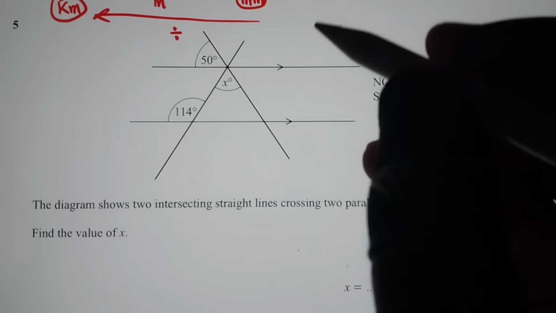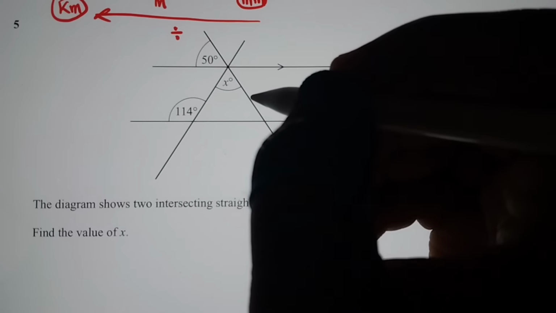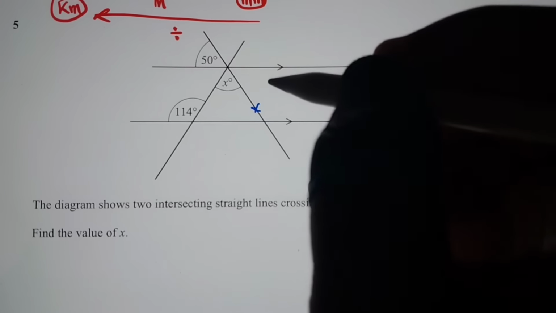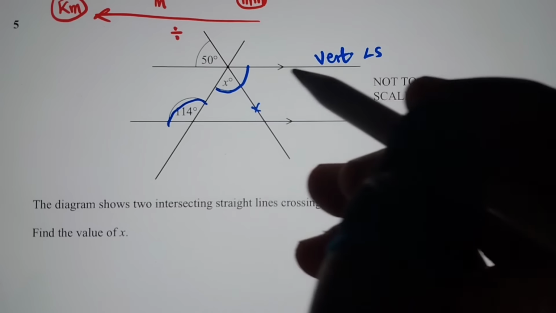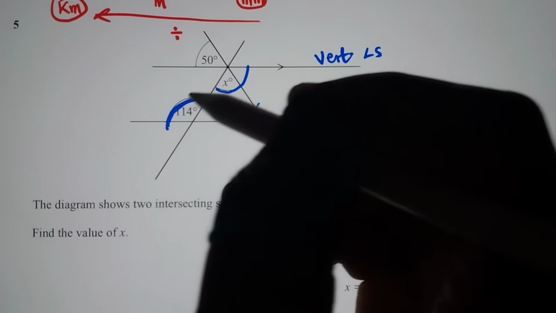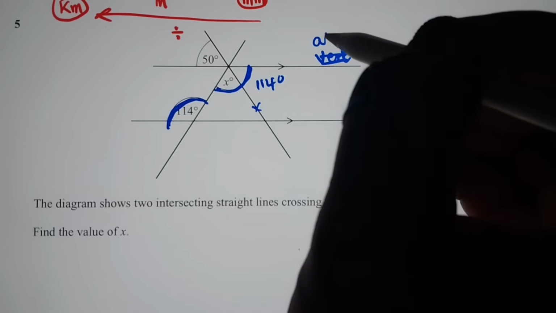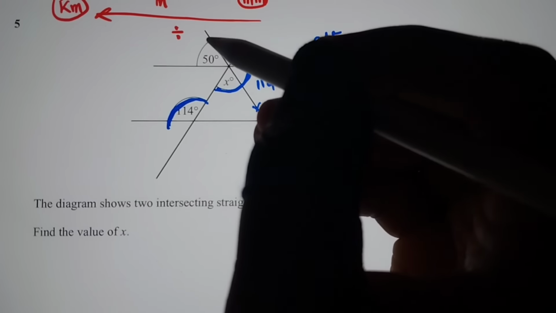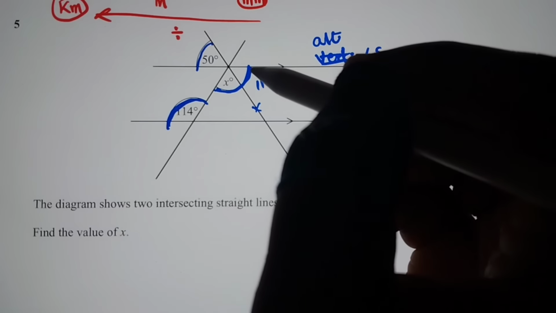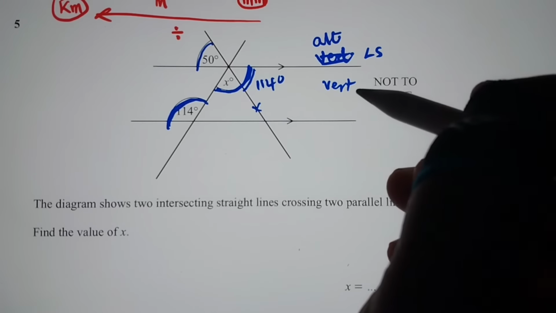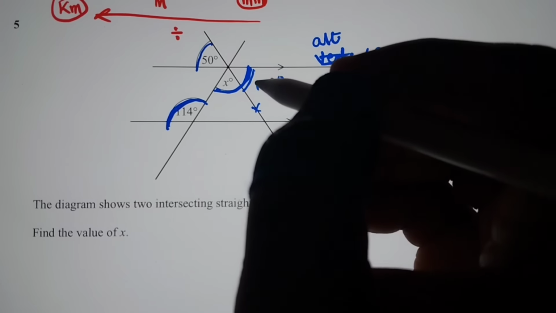Now, to solve this particular type of question, imagine that this line is not here. So it would mean that this angle here, this 114, is simply the same as this angle here by the alternate angle theorem. So if here is 114, the whole of this place is 114 degrees, alternate angles. The fact that here is 50 means that this angle here is also 50. That's the vertically opposite angles. So if here is 50, here is going to be 50.